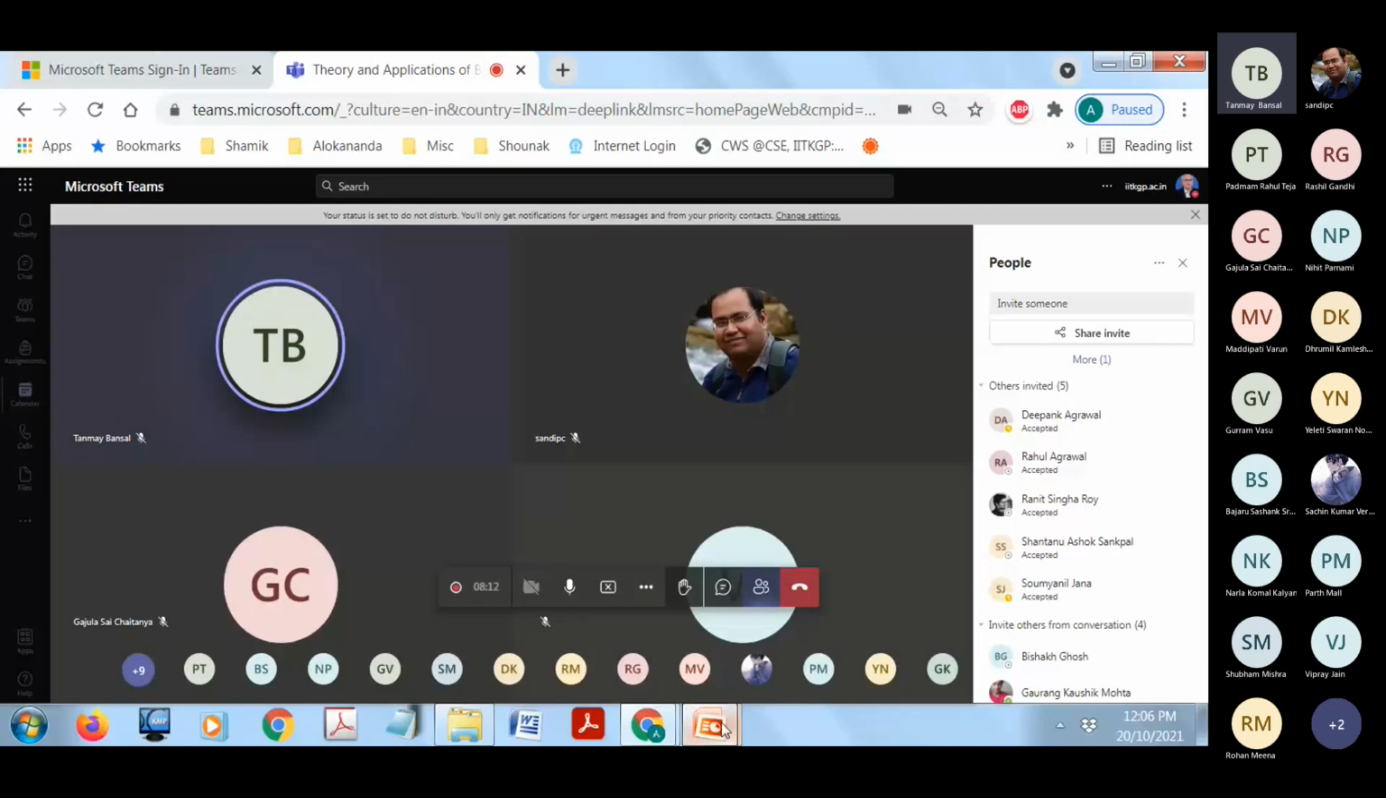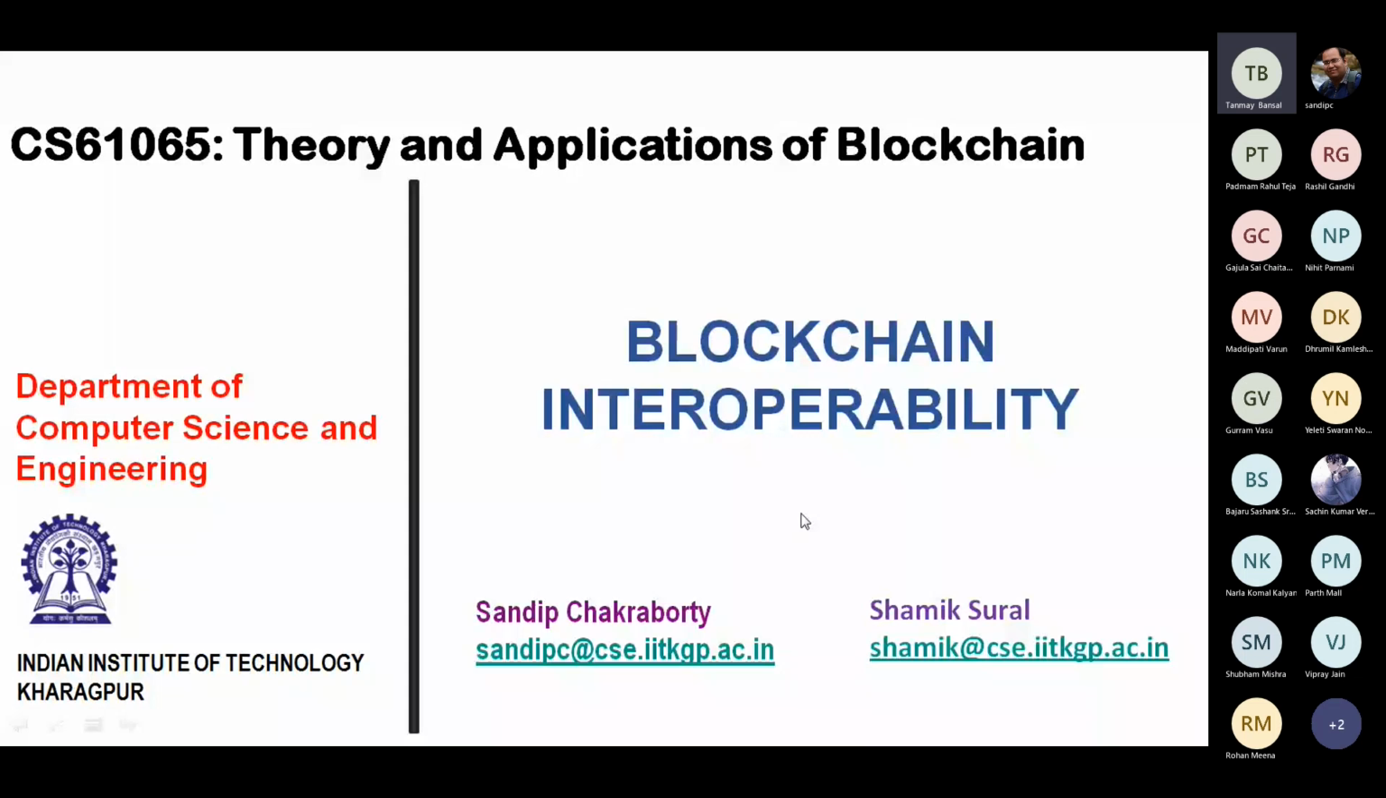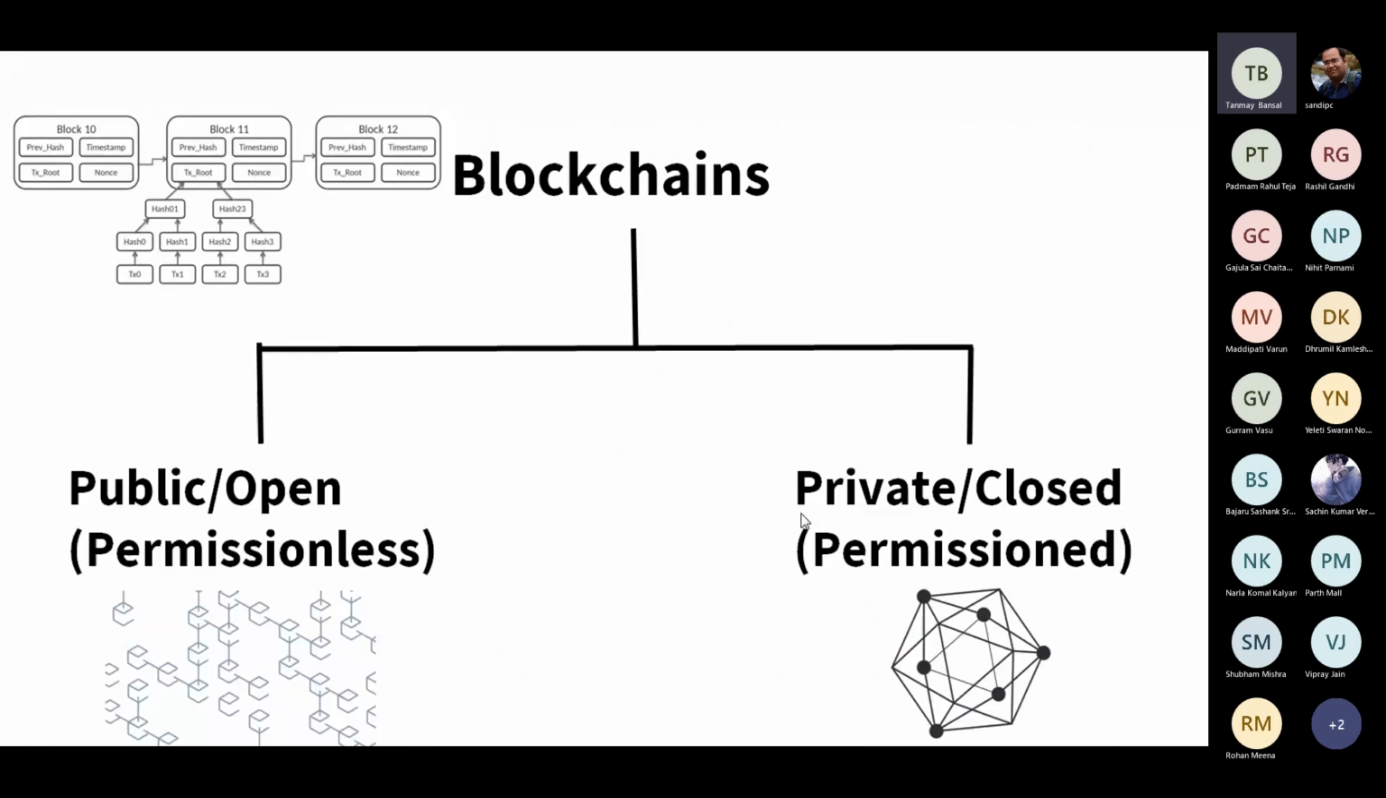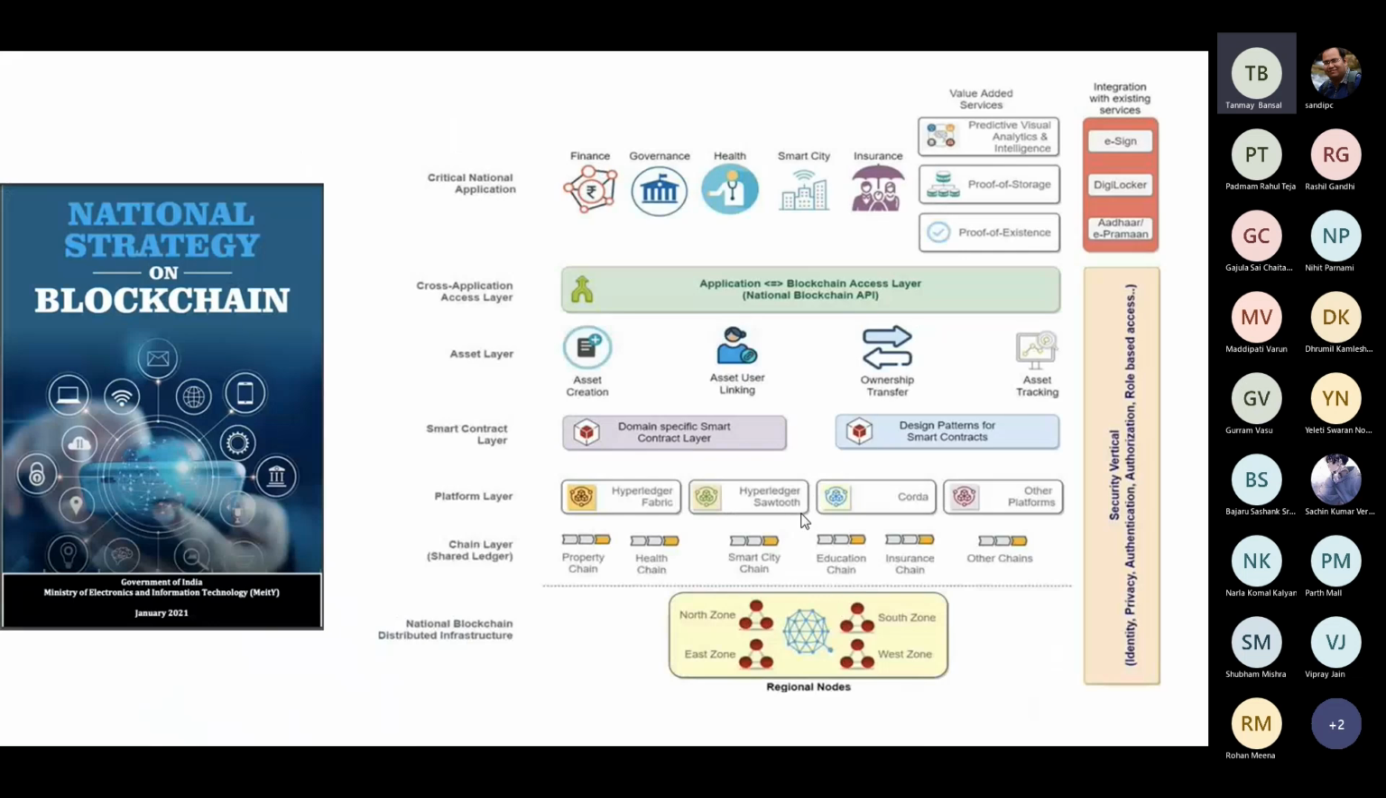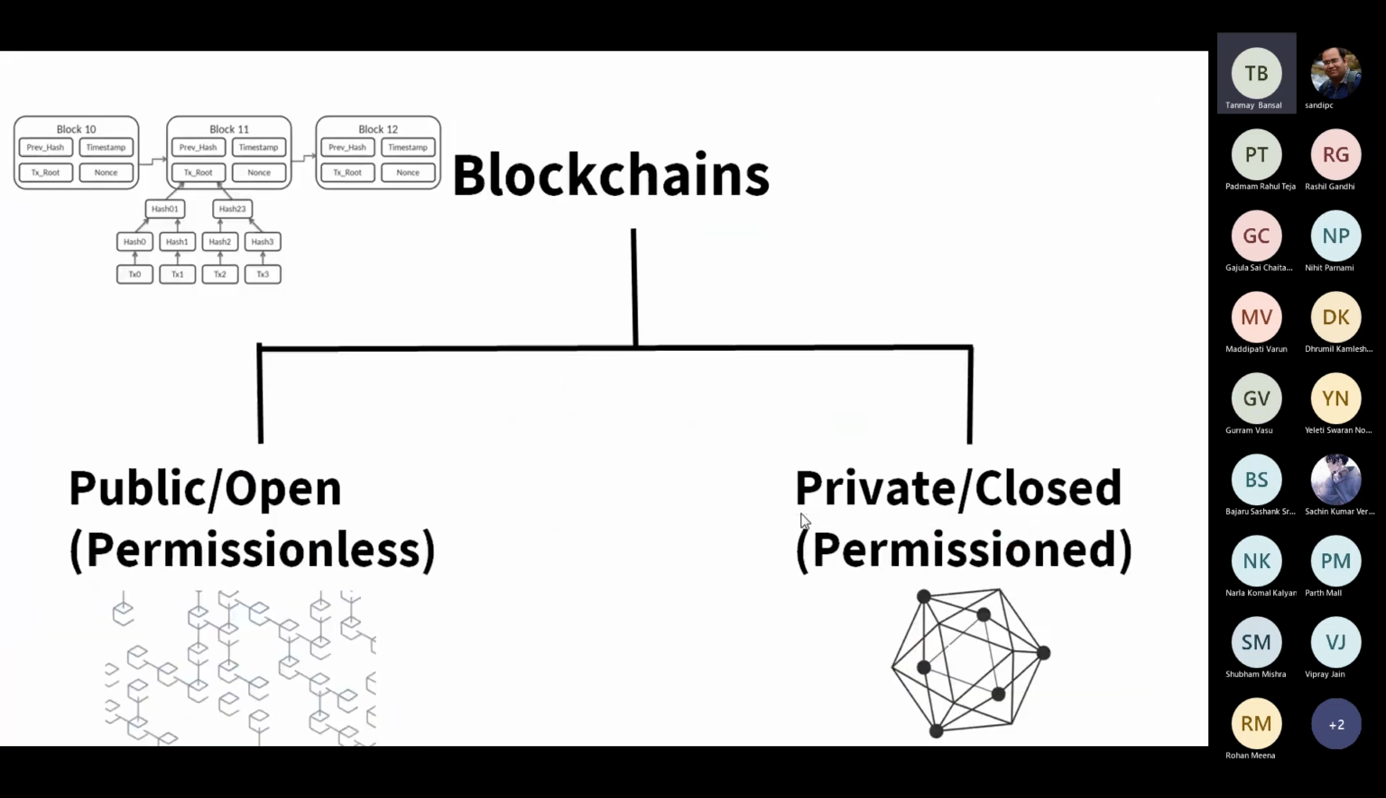Now let us get started with the new topic, which is blockchain interoperability. So this is just a starting slide, which we all know about. There are two types of blockchains: public or open permissionless blockchains, and private closed permissioned blockchains. Now, although there are broadly these two types, within each type also there are several possible chains. And we'll see that as we look at various applications, so these applications have developed over the years.